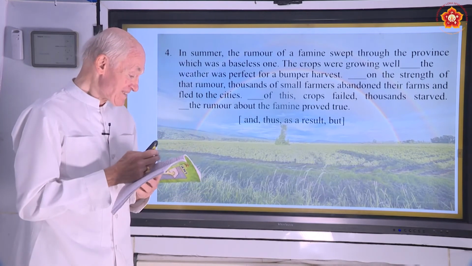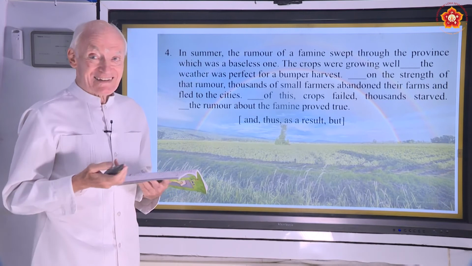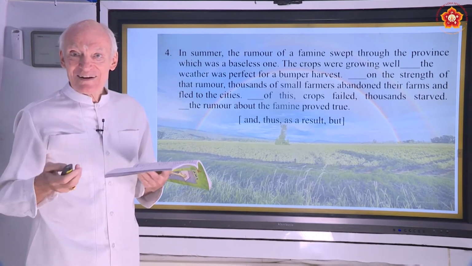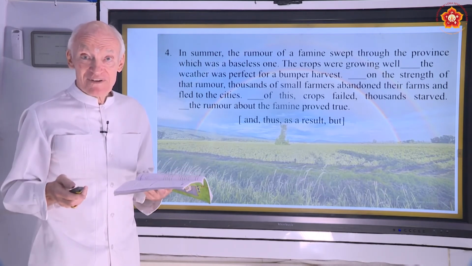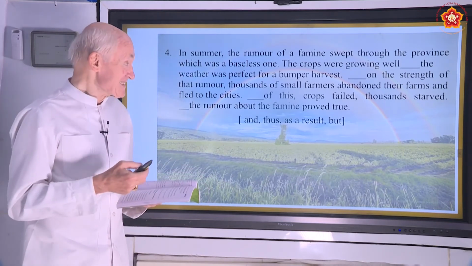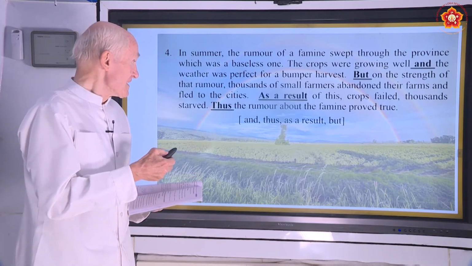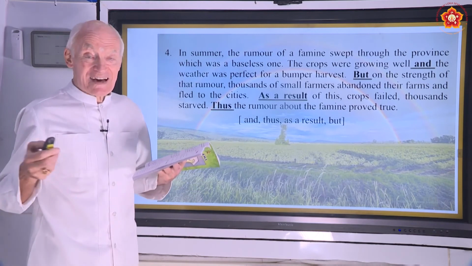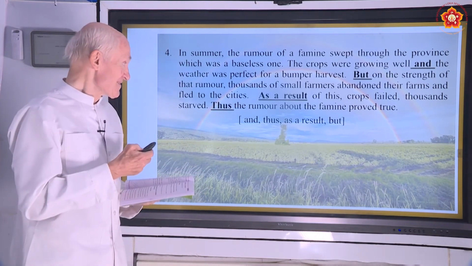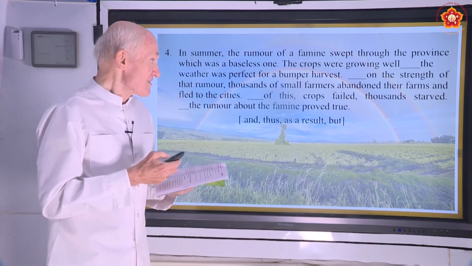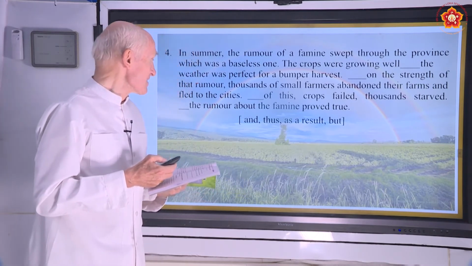Because of this, okay, or as a result of this, the crops failed. Because the farmers weren't there, they weren't there to take care of the weeds or even harvest the crop. There was a big failure for the crop. So let's see what the proper linker is. As a result of this, as a result of the farmers running to the city, the crops failed. Thousands starved.